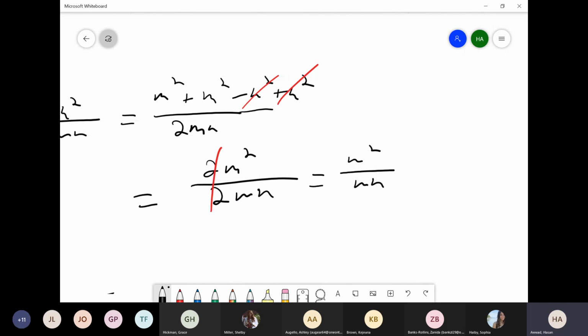And wait, we have an m squared up top. We have a division of m in the bottom. So one of these m's up top is going to go away. And that means we are finally left with our answer of m over n.